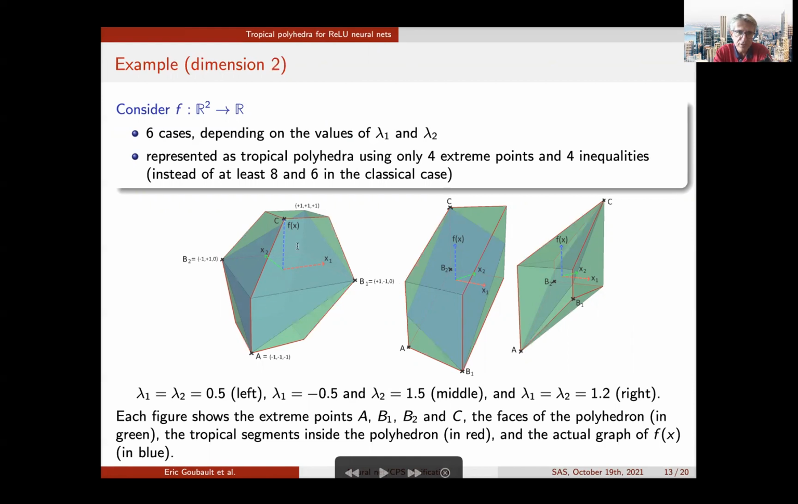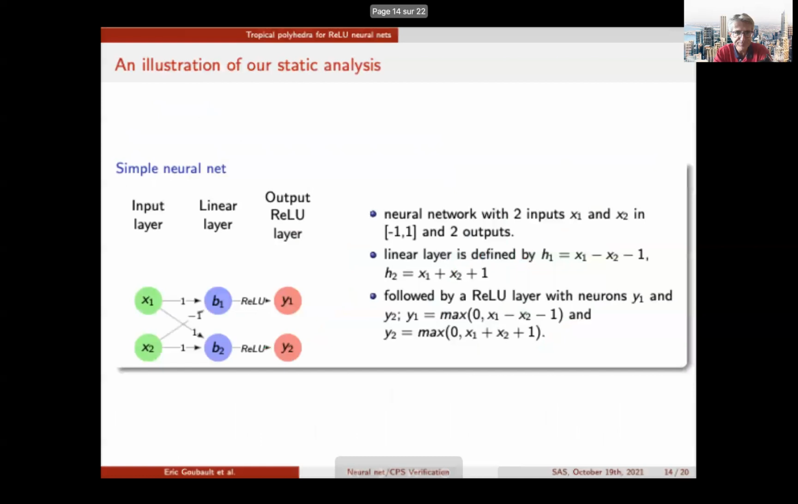The graph of function f is given by the darker green plane, and the lighter green region is the tropical polyhedron, which is produced directly from function f. So just to give you an idea of what the static analysis will do on a very simple network, let's take this network with two inputs. The weights are indicated here.